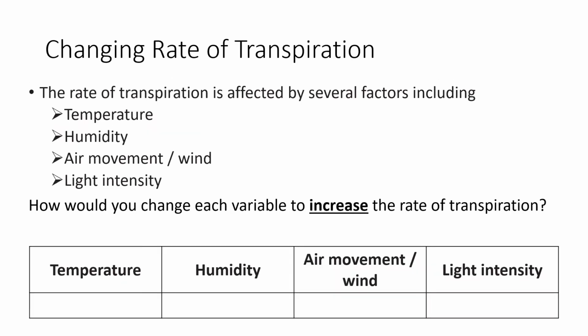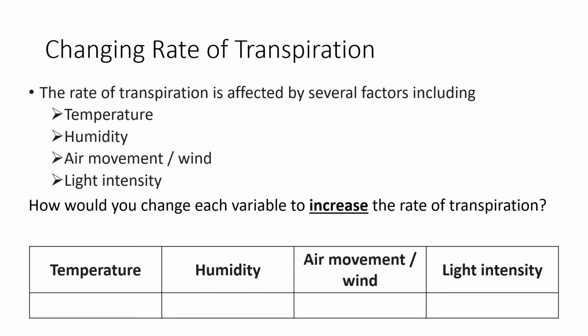Now we can actually change some environmental conditions, and that will affect the rate of transpiration. There are other things that we can do that will also affect the rate of transpiration. For example, the number of stomata on the underside of a leaf. The more stomata, the more holes, the more water can evaporate out, and therefore we have a higher rate of transpiration. But you need to specifically know about how the rate of transpiration is affected by a number of environmental factors. Temperature, humidity, the wind or air movement, and light intensity.